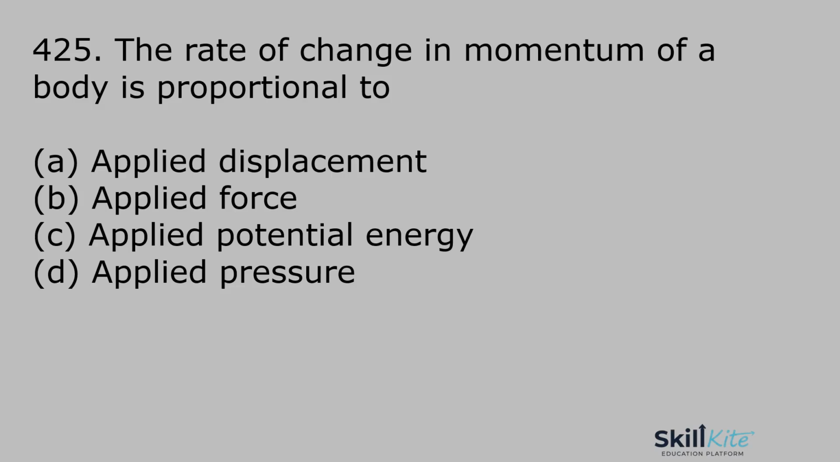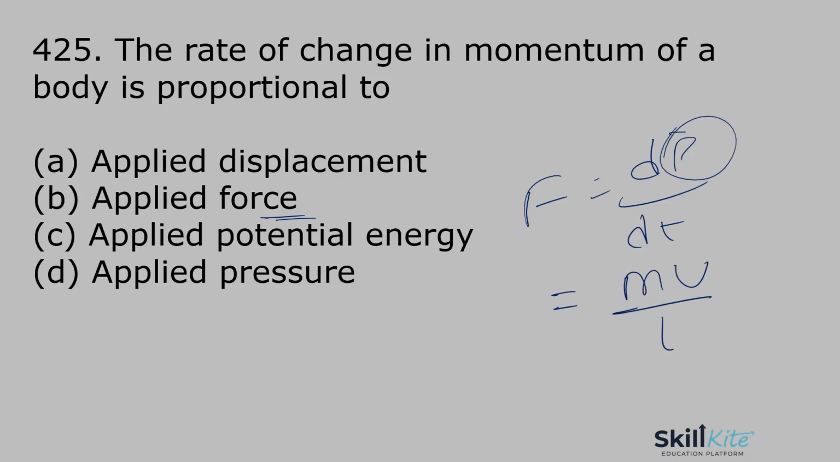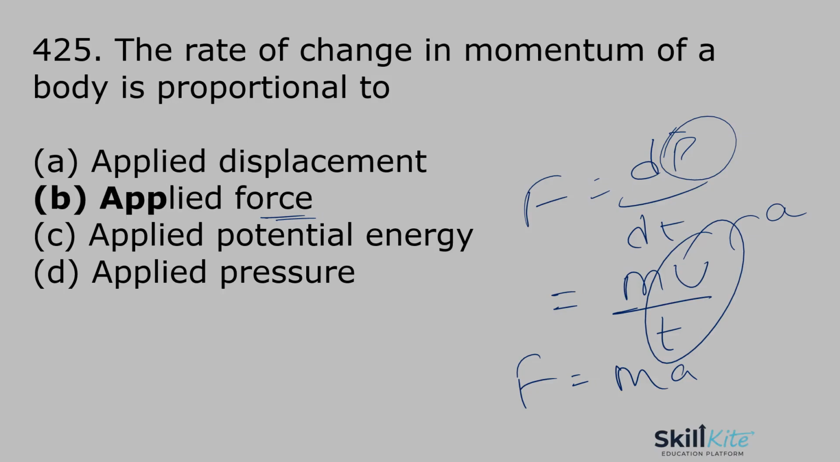The rate of change in momentum of a body is proportional to force. Okay, as we said earlier, force equals dp by dt. So p, that is momentum, p is mv, and the change per time t is considered as acceleration, so mass into acceleration. So the rate of change of momentum of a body is proportional to the applied force. Option B.